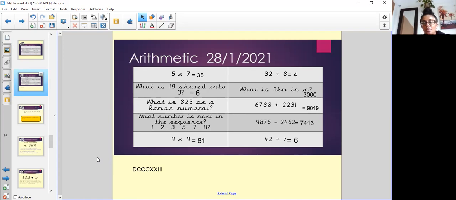16. Number 5, 9 times 9 is 81. Number 6, 4. Number 7, 3,000. Number 8, 9,019. Number 9, 7,413. And number 10, 6.